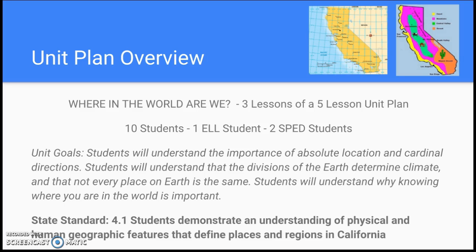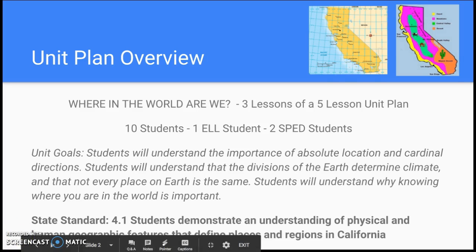The social studies standard that we are hitting is: students will demonstrate an understanding of physical and human geographic features that define places and regions in California. And within each lesson, we hit the substandard that's underneath that 4.1 social studies standard.